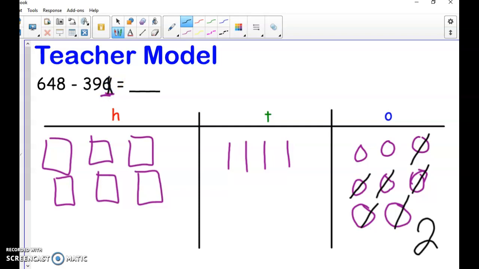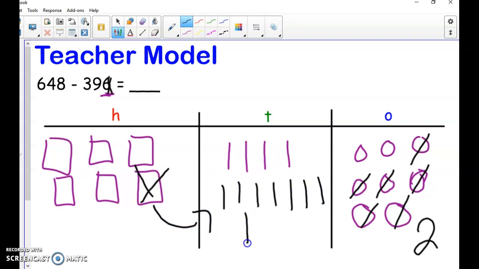Now I need to subtract 9 tens. I only have 4 tens, so I definitely don't have enough tens. So I need to go next door and grab 10 more. 1, 2, 3, 4, 5, 6, 7, 8, 9, 10. Now I can subtract 9 tens. So let's take away 9 tens. 1, 2, 3, 4, 5, 6, 7, 8, 9. And I'm left with 5 tens.